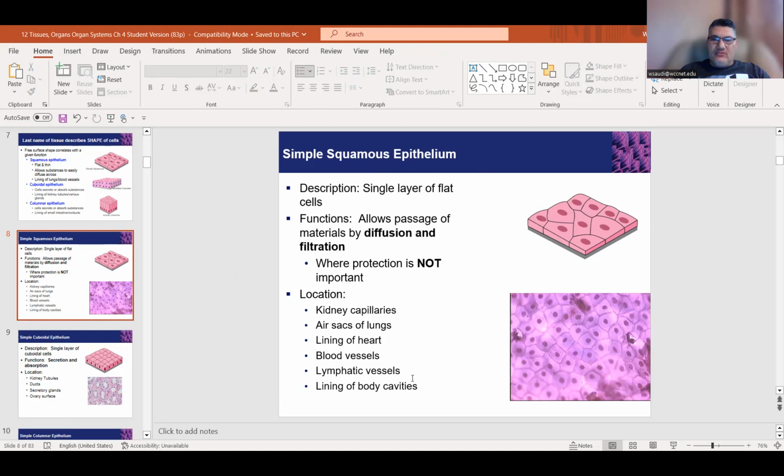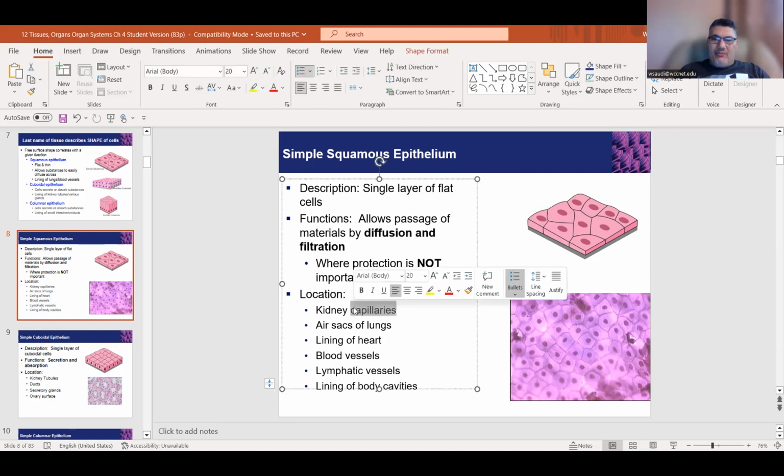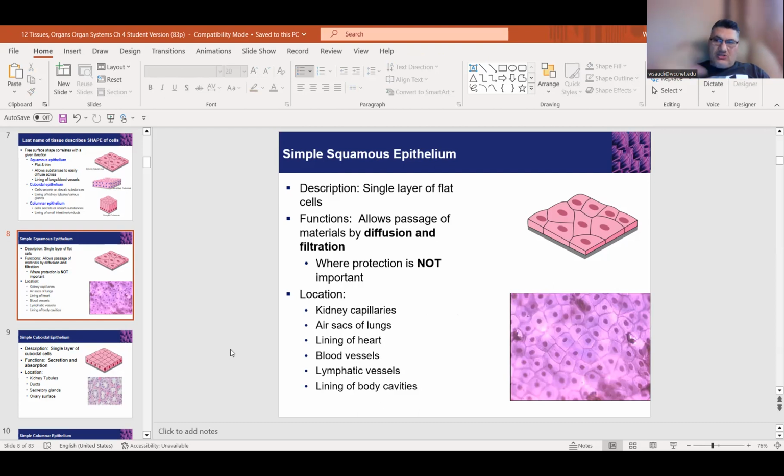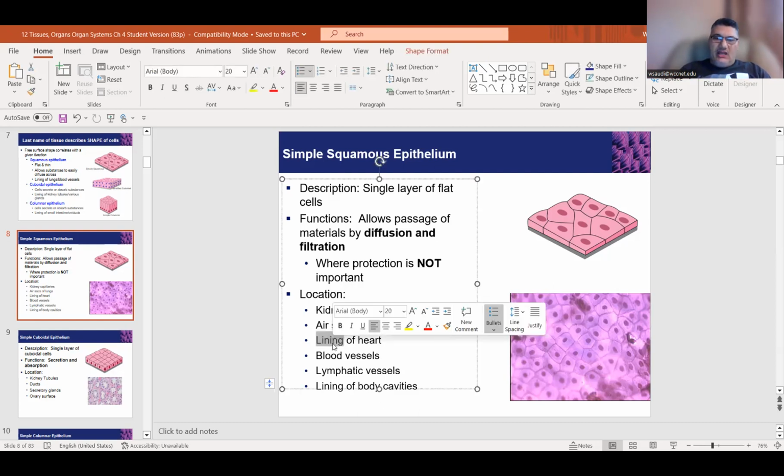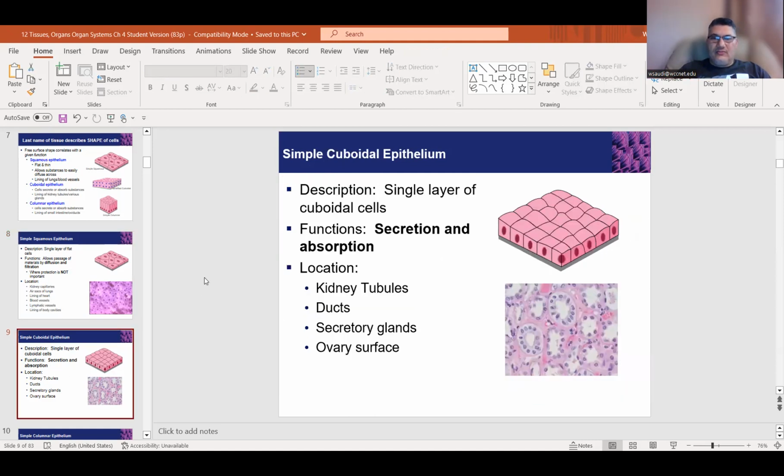Where do we have it then? We have it in the kidney, capillaries, air cells in order for oxygen and carbon dioxide to pass, lining the heart, blood vessels, lymphatics, lining body cavities like the pleura, the cavity where the lung is located, the pericardium, the cavity in which the heart is located, and so on. So these are the locations.